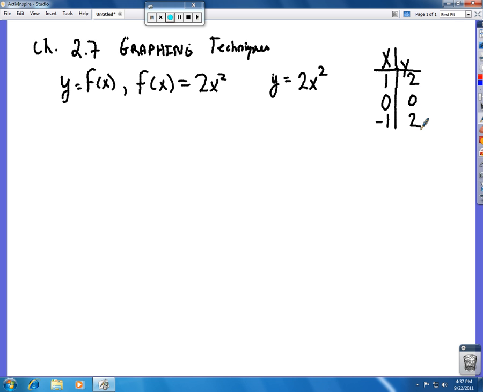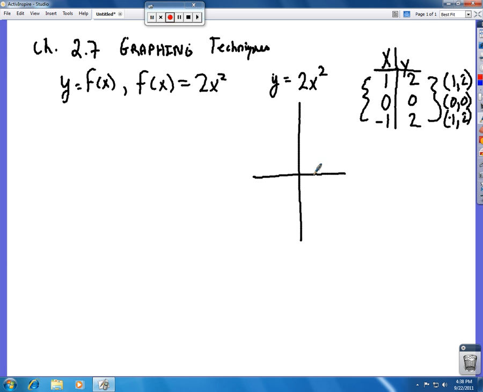So you've got these 3 points here. I guess I should have put that on the other side. You can write them in an ordered pair like such. And we could graph those. So a graph like that would look something like this. 1, 2. 0, 0. Negative 1, 2. So we've got those 3 points.